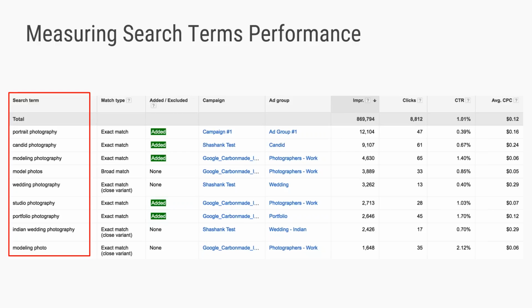So let's say in this example, my business doesn't cater to model photos or modeling photos. In that case it's an irrelevant term for me, and I have shown my ads around 3,000 to 6,000 times for that particular term. So I might want to add models or modeling photos as negatives in my campaign, just to avoid impressions for those terms and to avoid spending on those irrelevant terms as well.